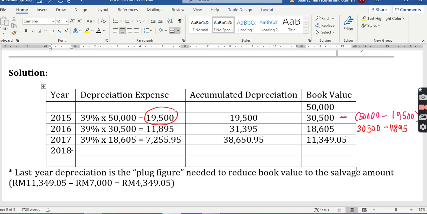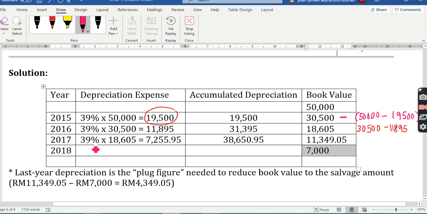Here you must make sure that during the final year of the depreciation expense, that is the year 2018, the book value is the same as your salvage value, which is 7,000 given in the question. So here I do not need to multiply 39% with the remaining book value. I will just minus. I will take 11,349 ringgit and 5 cents and minus 7,000 ringgit. This amount will be my depreciation for 2018.